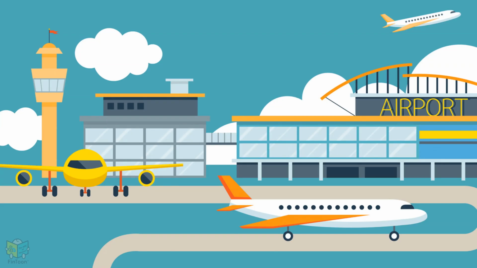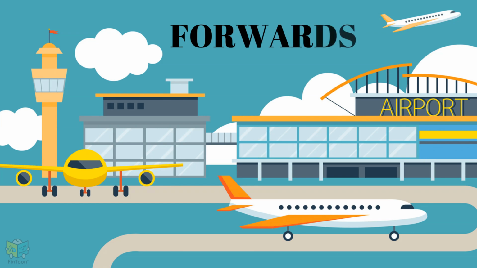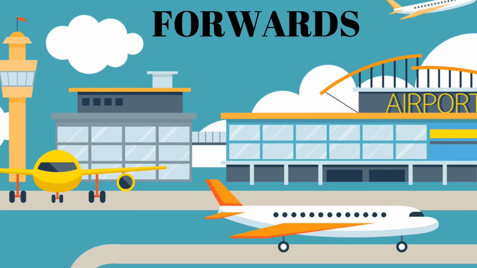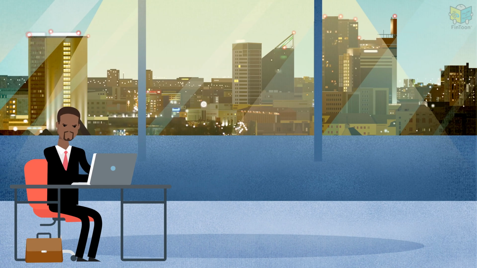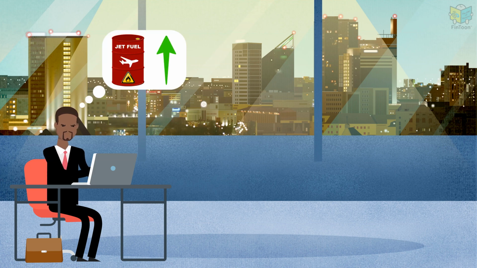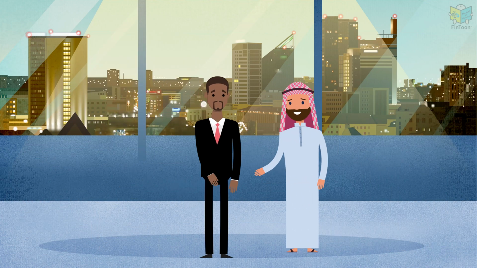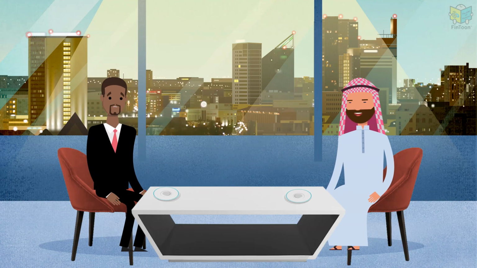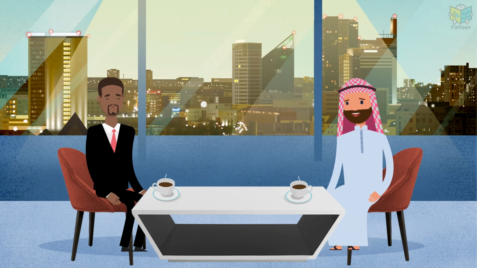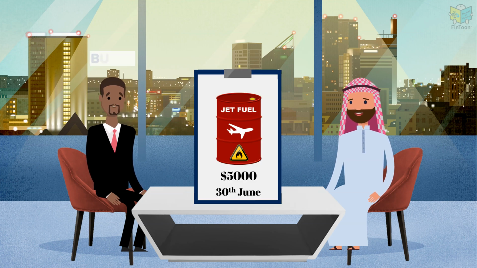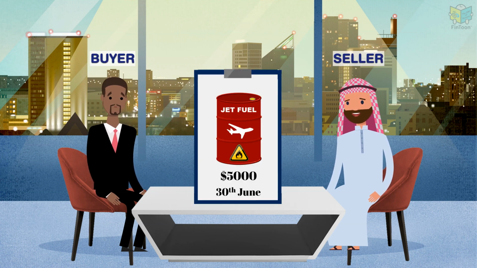Hello everyone. Today we will be learning about the first type of derivatives, that is, the forward contract. The CEO of an airline company is concerned about the increasing prices of fuel and wants to mitigate this risk. He meets the dealer of jet fuel and they negotiate a business deal. They enter into an agreement to buy and sell jet fuel for $5,000 at the end of the month.